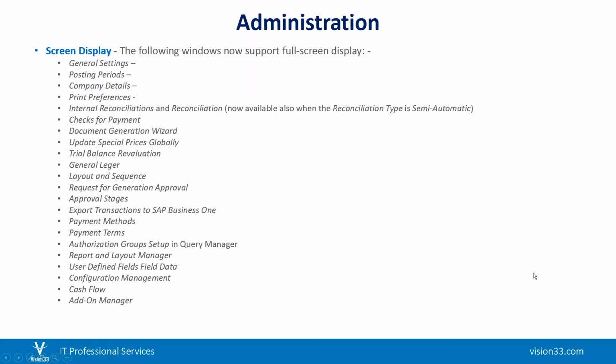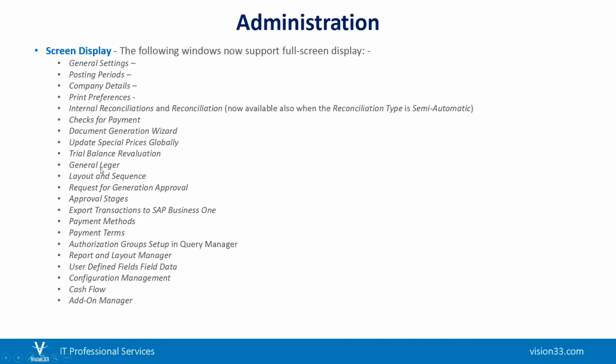Some additional things about administration: screen displays. This is actually quite a large list, and so there's just been a lot of places in SAP Business One where the screen that comes up in front of you, the dialog box, the size of it cannot be changed. And so you can see how many of them now they've made it possible for you to change the size and the shape, rectangular shape, to the shape size you want. So you can read through them there, things like general settings, posting periods, company details, printing preferences.